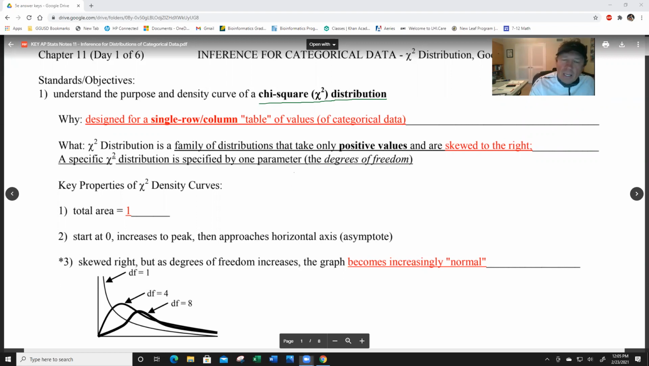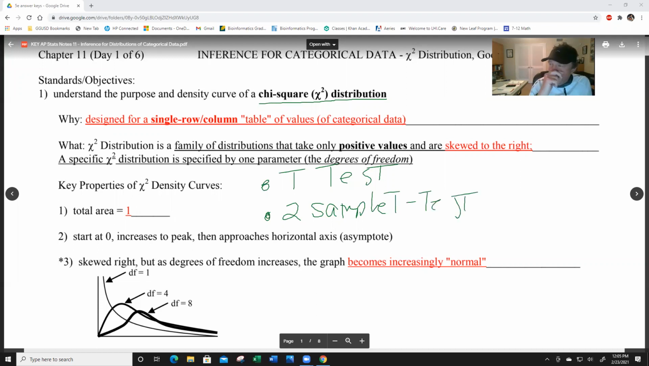So we did a t-test, and that was for a mean, right? A single mean. And then we did a double mean test, okay? 2 means. And Texas Instruments calls that a 2-sample t-test. And those have intervals that go along with it, right? And if you recall, this was chapter 9 and this was chapter 10, right?